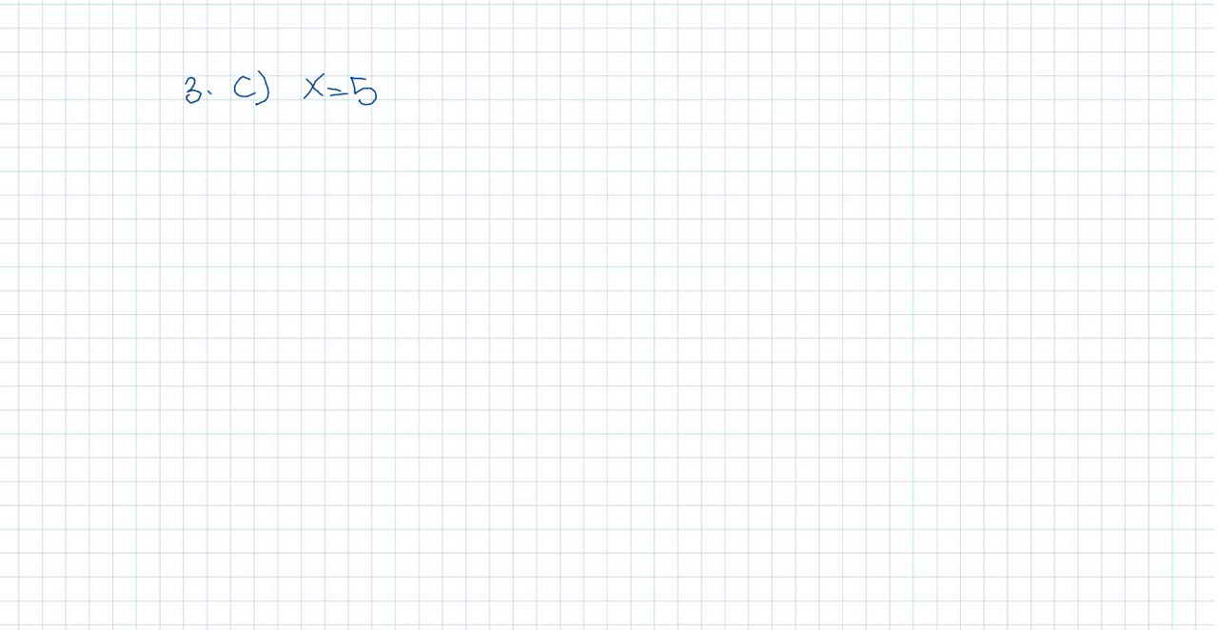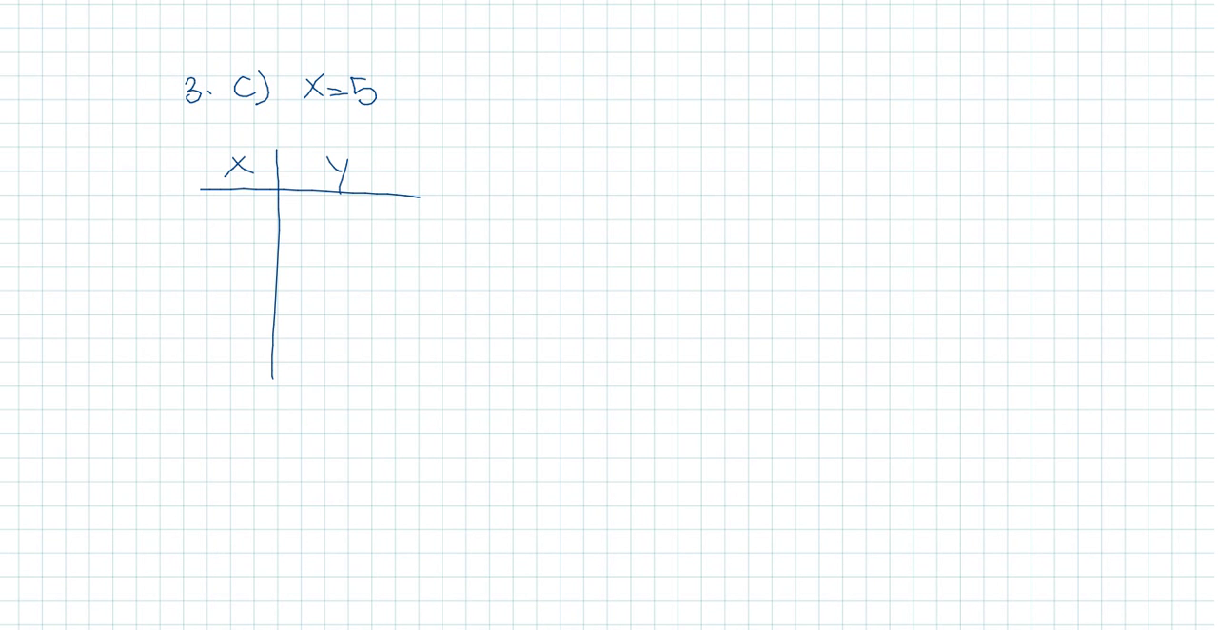So question 3C asks you to graph x equals 5. In this case, I don't have y in the equation, it's just x equals 5. So what does that mean, and what kind of lines are these? If I look at x and y, this equation is telling me that x equals 5.